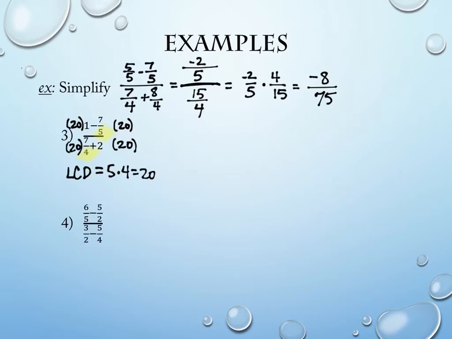So if I do it this way, 20 times 1 is 20. When I multiply the negative 7/5 times the 20 here, when I multiply these, they reduce. The 5 cancels with the 20, leaving me with a 4. Does that make sense? And then if I multiply my negative 7 times my 4, I get negative 28.